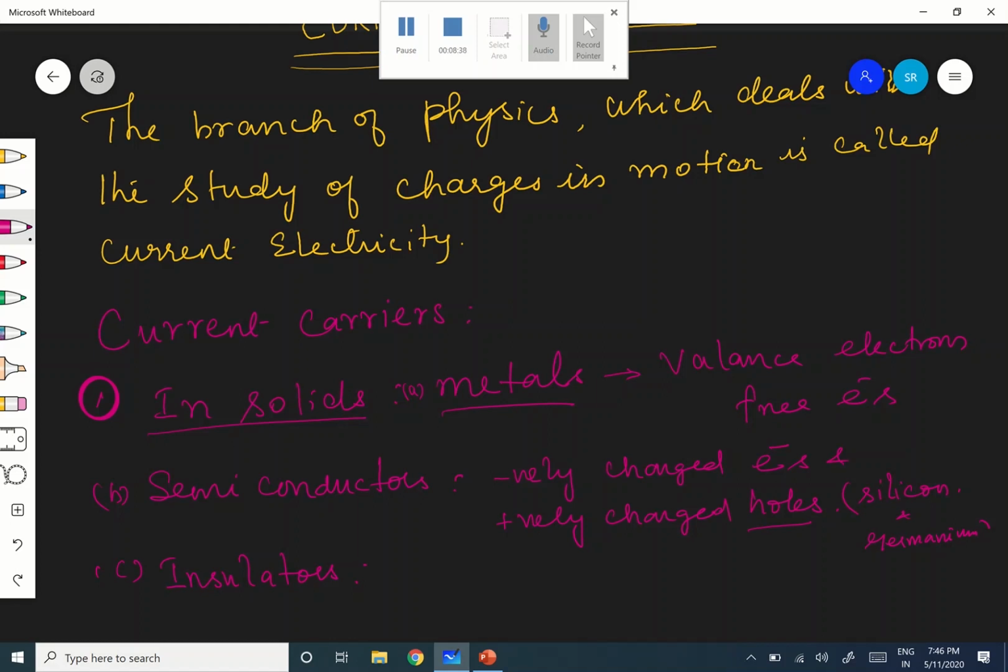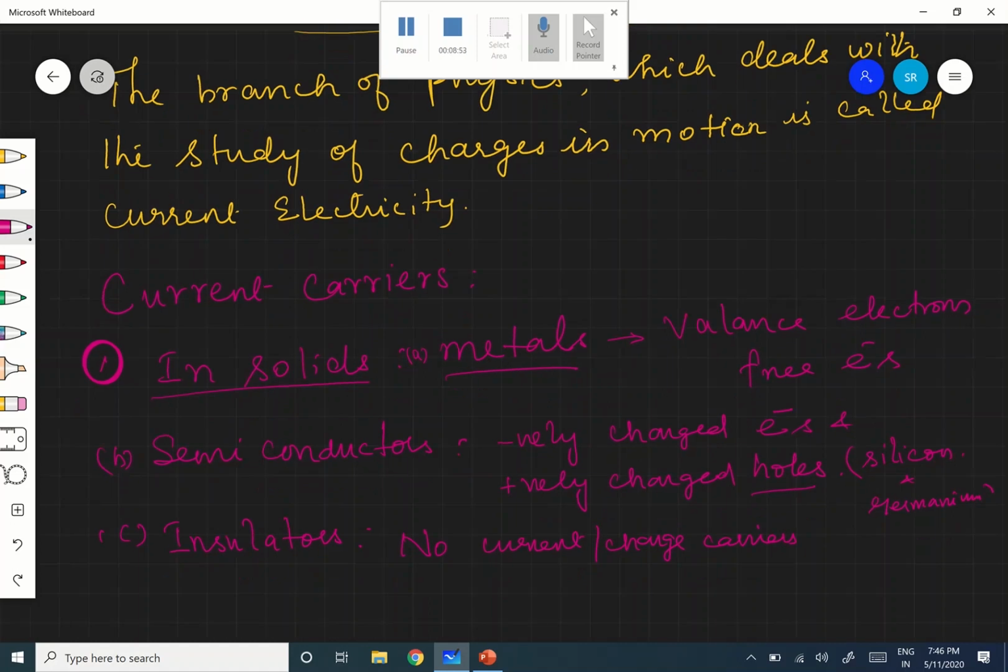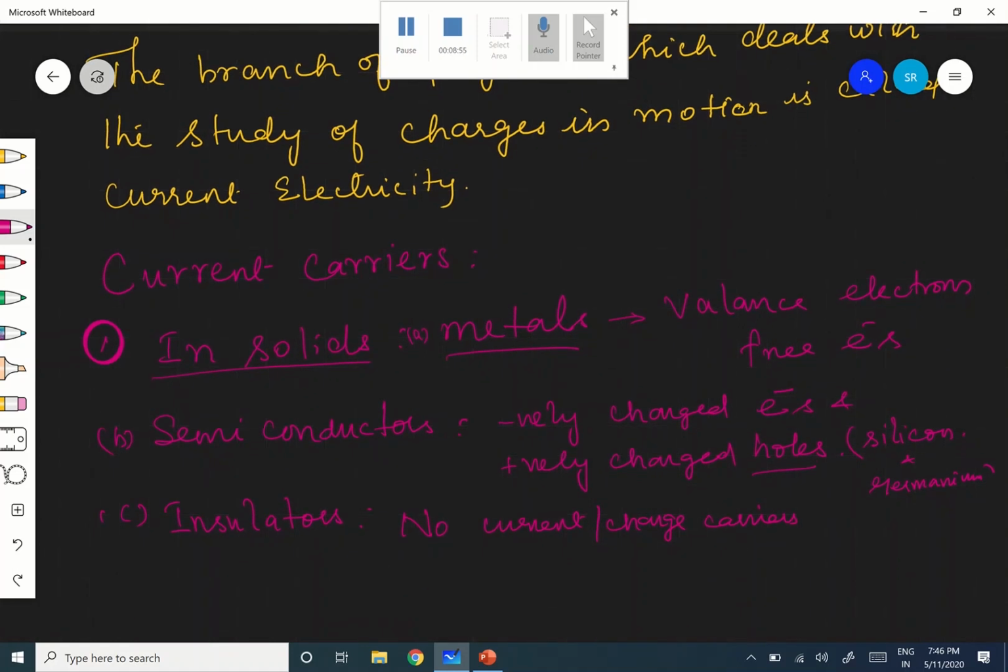In insulators there are no current carriers or charge carriers. So for solids, we have seen metals, semiconductors and insulators.